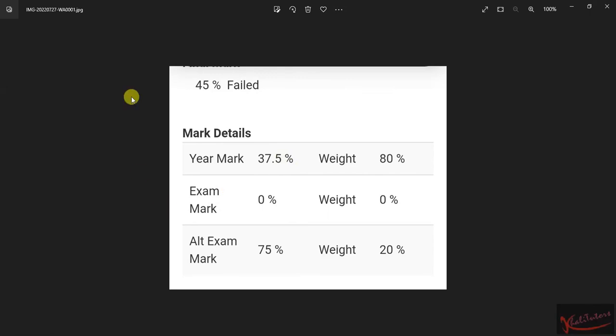If you look at this student here, she only contacted us when it was time for exams. She had a very poor class mark. She had 37.5, and then we helped her get 75 for the portfolio, and she still failed the module. So you need a very good mark for this.